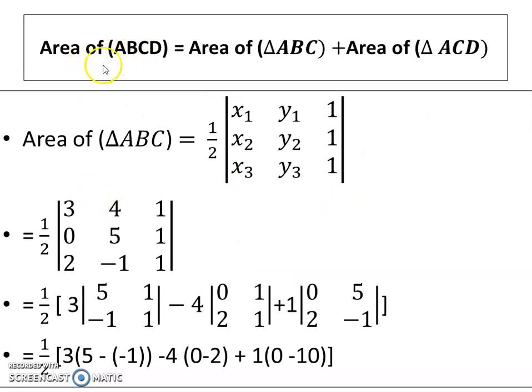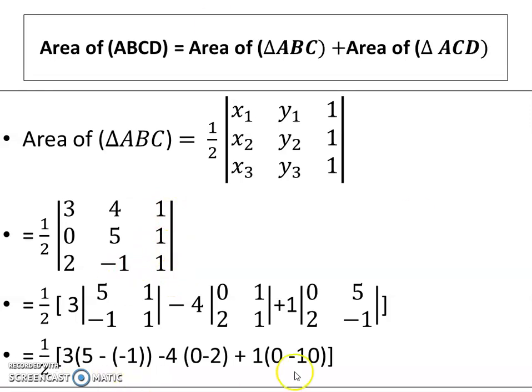So we know that the area of ABCD is the area of triangle ABC plus triangle ACD. So we have to take them one by one. The first one is the area of triangle ABC, which is 1 upon 2 times the determinant of x1 y1 1, x2 y2 1, x3 y3 1. We have to take all three vertices simultaneously. So we have to take which three? x1 x2 x3, y1 y2 y3. So we keep the values 3 4, 0 5, 2 minus 1, and the 1 1 1 remain the same.